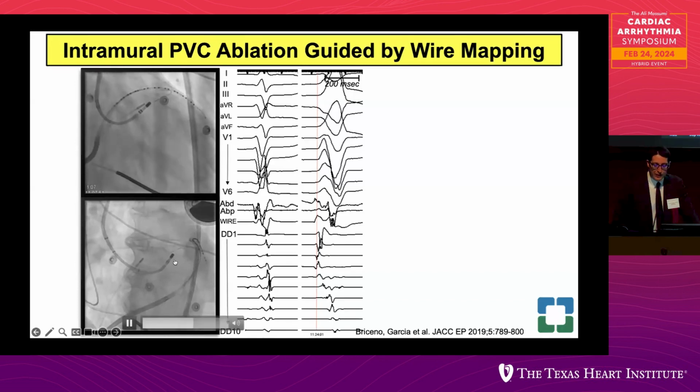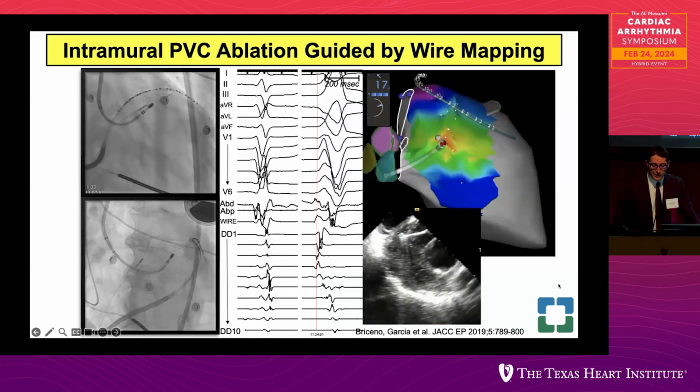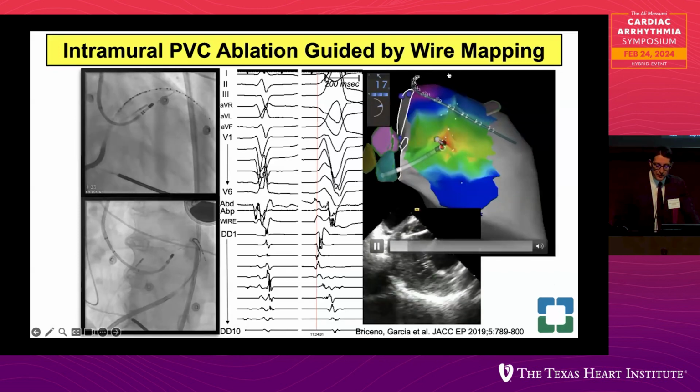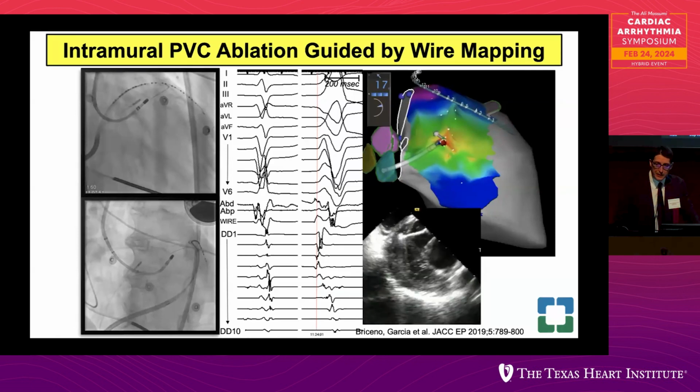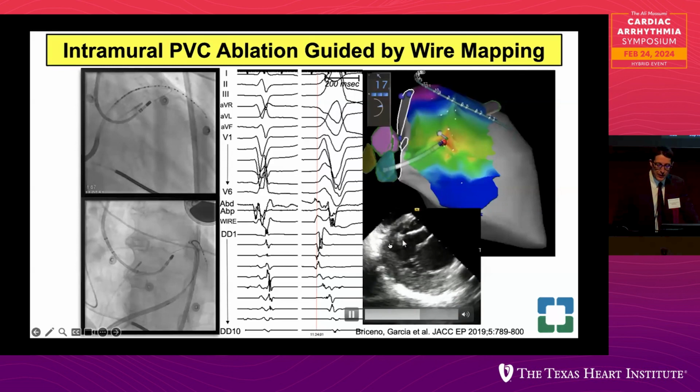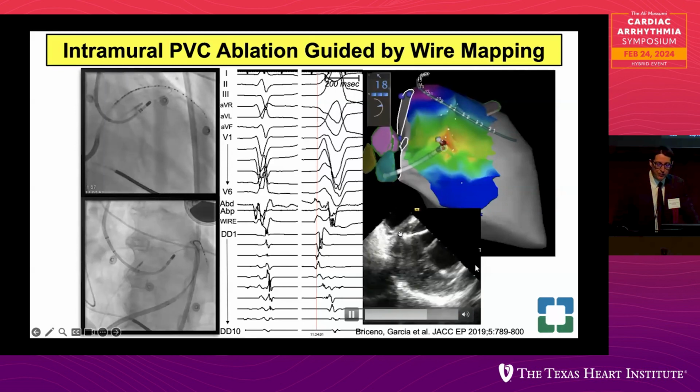Here you see an RAO projection and LAO projection, and ablation at that site is able to eliminate the PVC. You see here there is a reconstruction. And to be honest, most of the time this corresponds to the earliest breakout in the LV endo. But again, before we ablate the earliest breakout, we always want to map the intramural space. And you see here, we're ablating, we're creating a lesion, and the PVC gets eliminated.